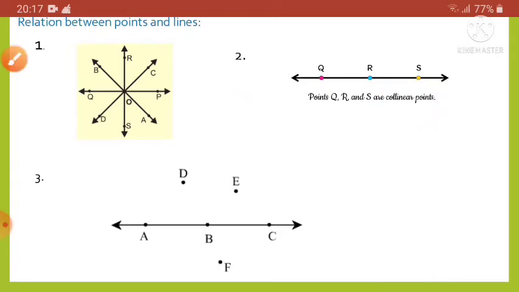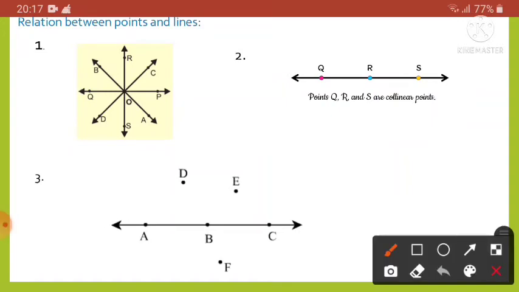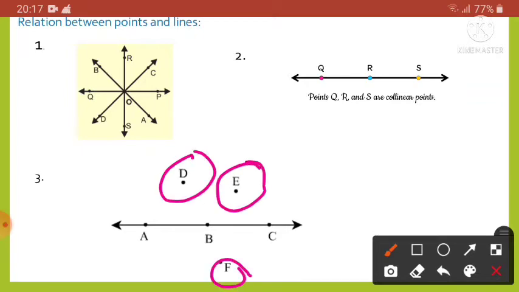Next, number 3, the 3 points you can see here which do not lie on the same straight line, here D, E and F are not situated on the same line. So these points are known as the non-collinear points, and A, B, C are the points which lie on the same straight line, so they are known as the collinear points.